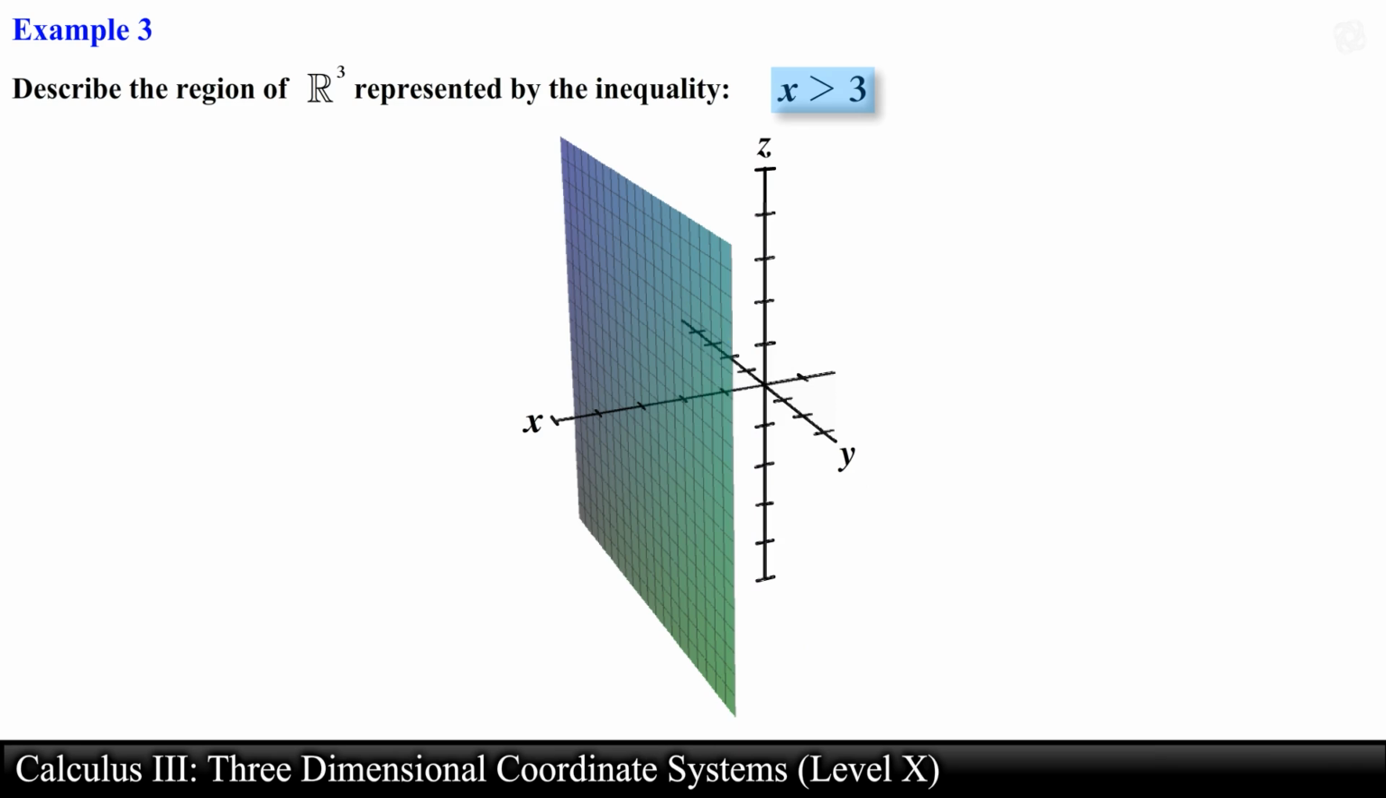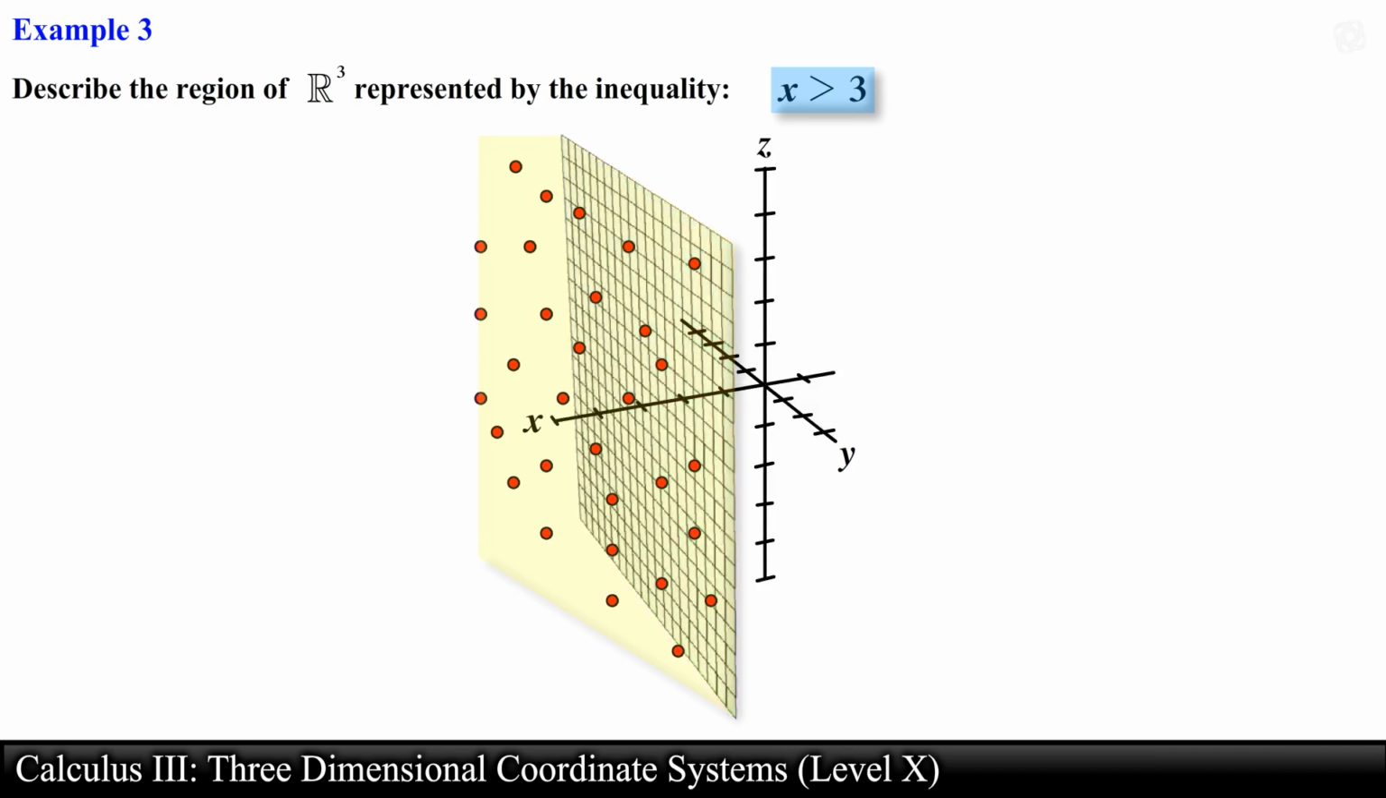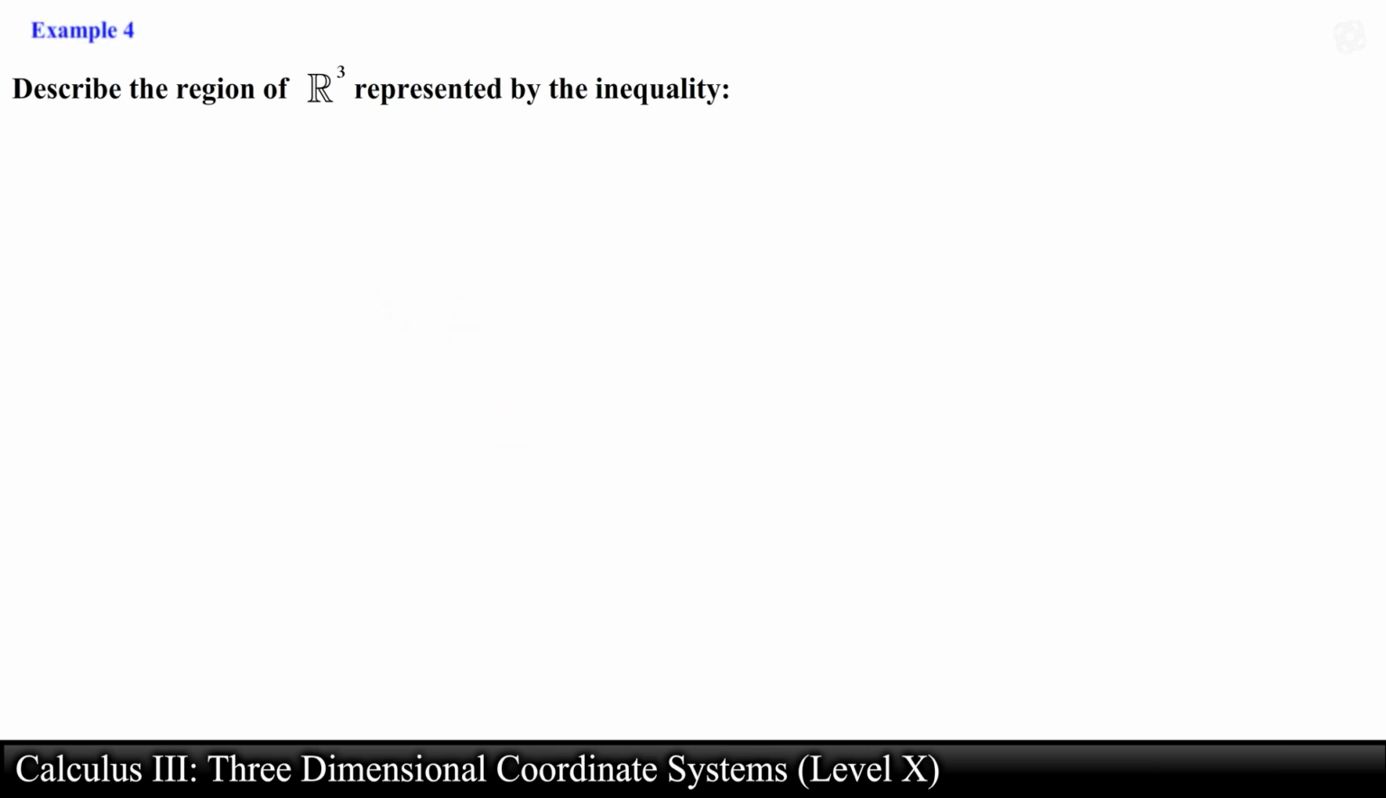In this case, the values of x have to be greater than 3. This region consists of all the points in front of the plane x equals 3, not including those points on the plane. Alright, let's try the next example.